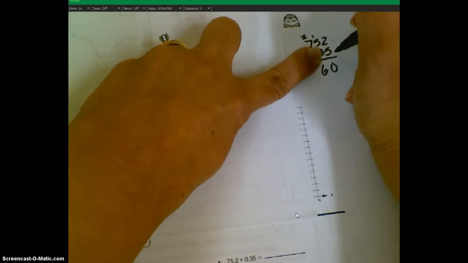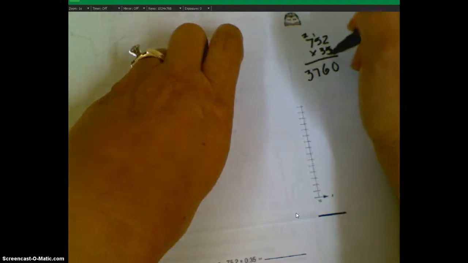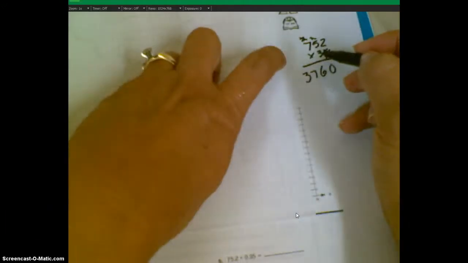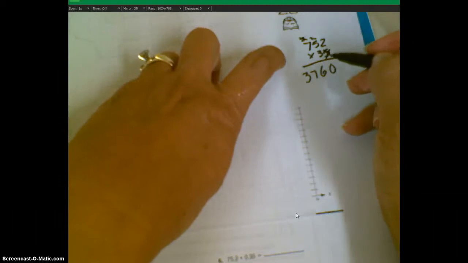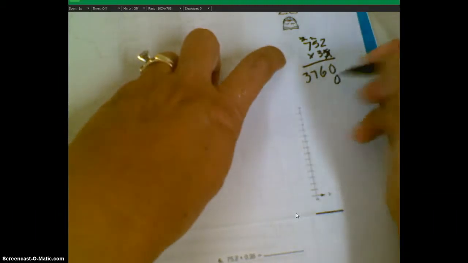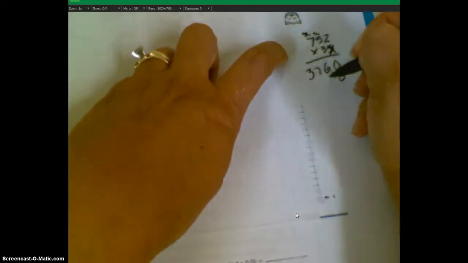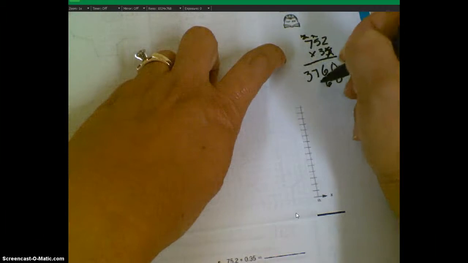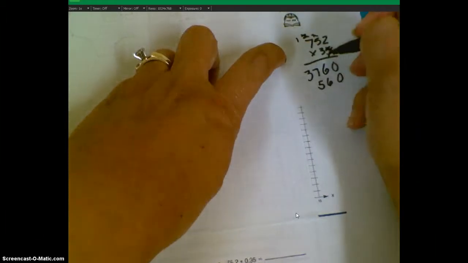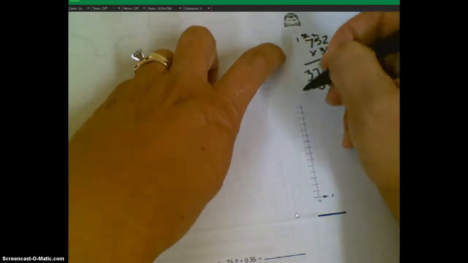5 times 5 is 25, plus 1 is 26, carry the 2. 7 times 5 is 35, plus 2 is 37. I'm now done with this digit. I'm going to cross these off so I don't forget them. Now 3 is not really 3, it's 30 because it's in the tens place, so I need a 0 to remind me of that. 3 times 2 is 6, 5 times 3 is 15, carry the 1. 7 times 3 is 21, plus another is 22.